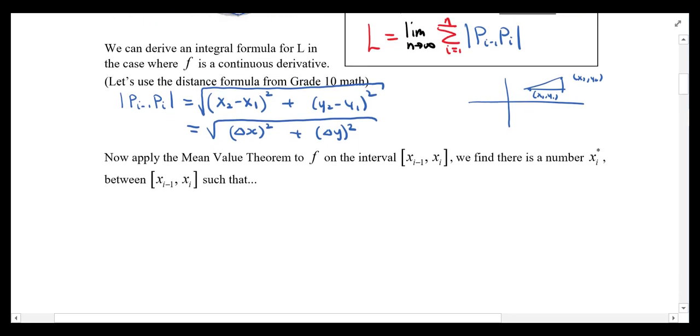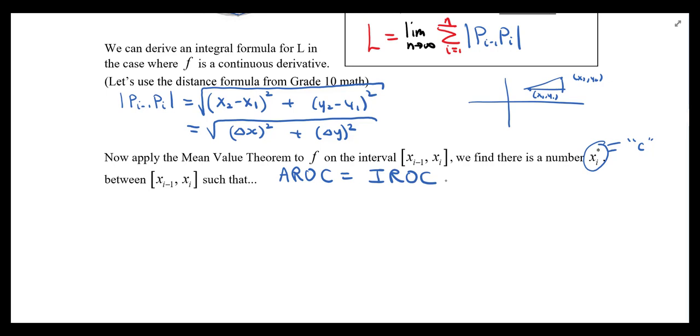Okay. Now, I also want you to apply the mean value theorem to f on this particular interval where x is from x sub i minus 1 to x sub i. We find that there is going to be a number x sub i star, or sometimes I used to call this thing the letter c, okay? Such that in this interval, remember what mean value theorem said? You got it. The ARC equals the IROC. The average rate of change equals the instantaneous rate of change at some value c.